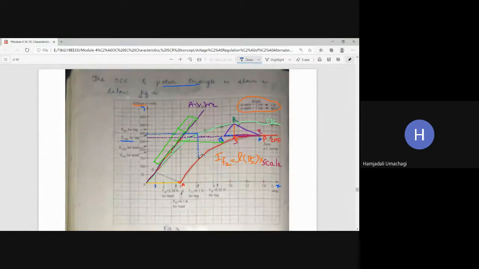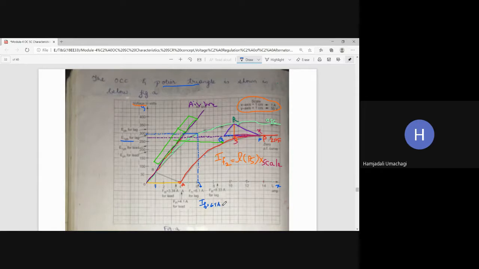Where it is touching the OCC, from there you drop the perpendicular, and wherever that perpendicular line intersects the x-axis, the field current, that is my IF1 value. So here, IF1 you are getting as how much? IF1 is equal to, I hope you will be getting the answer as 6.1 ampere. Yes or no?